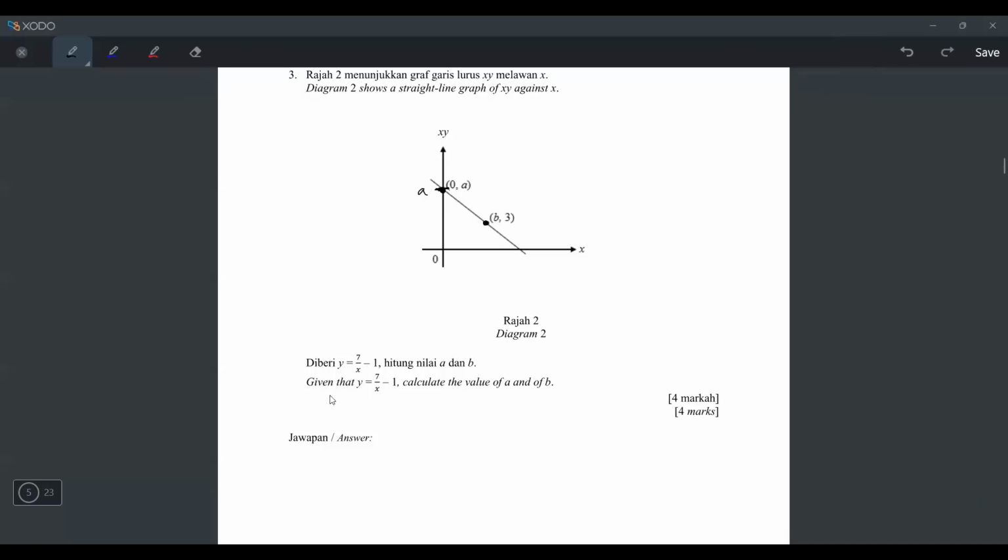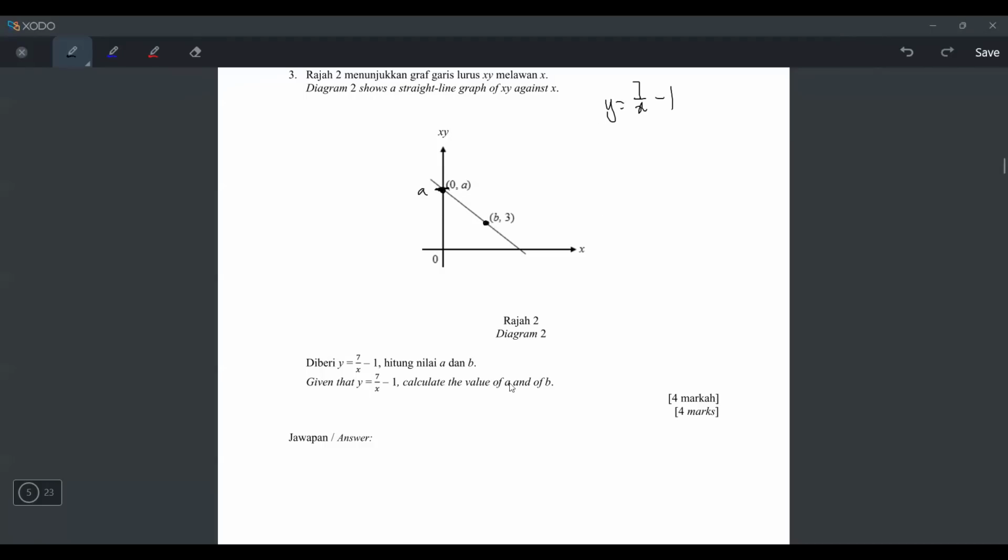Okay, let's read the question. Given that y equals 7 over x minus 1. So they did give us the equation for this question. If it's a linear law question and they give you an equation, you should always convert to linear form. It doesn't matter how they ask. If they give you an equation in a linear law question, your step 1 is always convert to linear form.